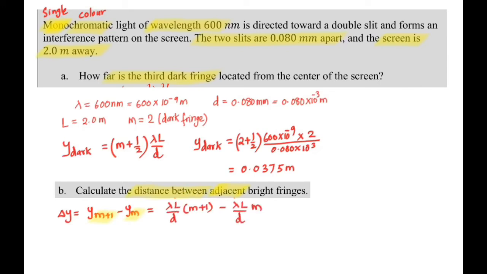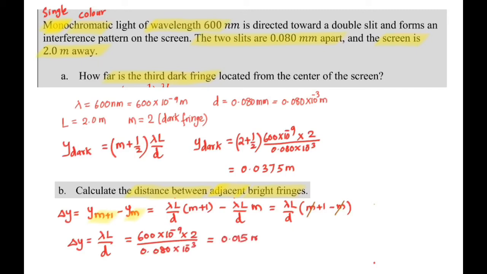Now because it's bright fringe, we can use the formula for bright fringes. The position of bright fringe is given as lambda L over d multiplied by (m plus 1) for the (m plus 1)th fringe and lambda L over d multiplied by m for the mth fringe, which we can rearrange. We can see that m gets cancelled and we get the formula for delta y as lambda L over d. We can substitute the value which we have got from the problem and get the answer.